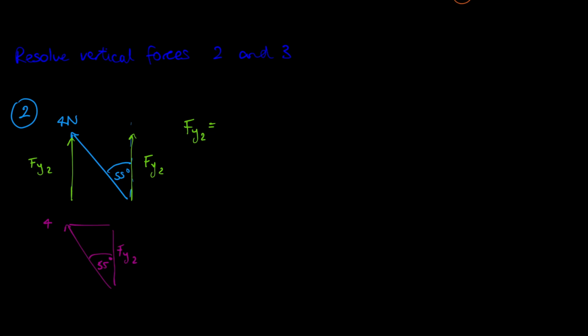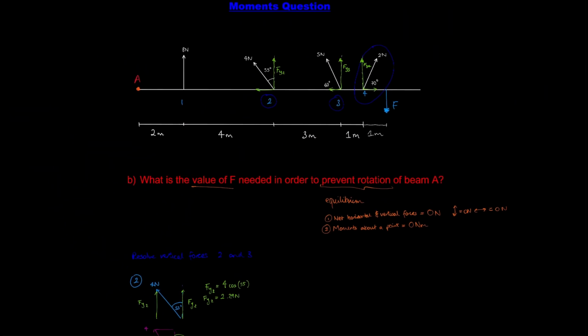So we can therefore say Fy2 would be equal to 4, and because it's the adjacent side, it's going to be 4 cos 55, which is equal to 2.29. Sweet, that's that one done. Then we've got to do number 3.